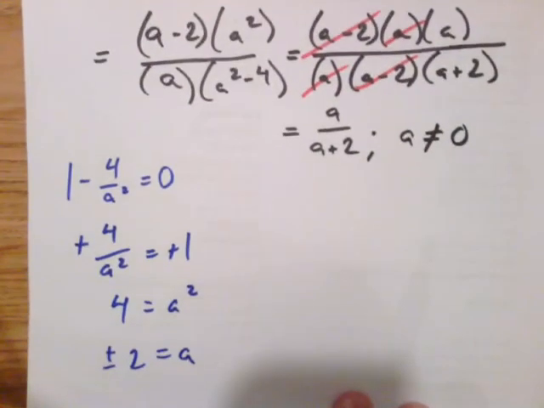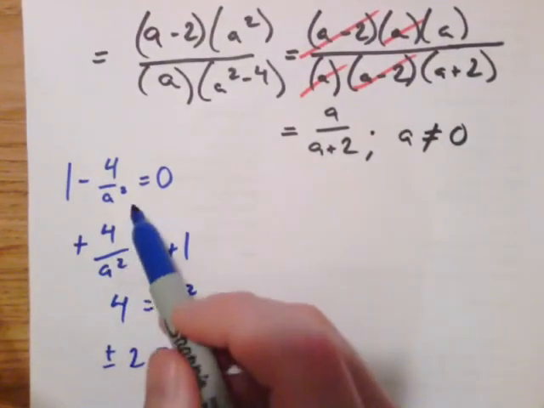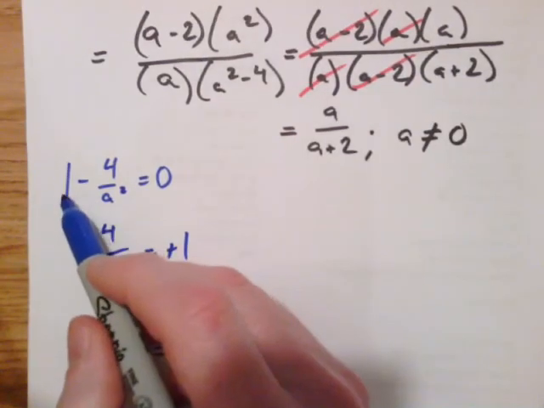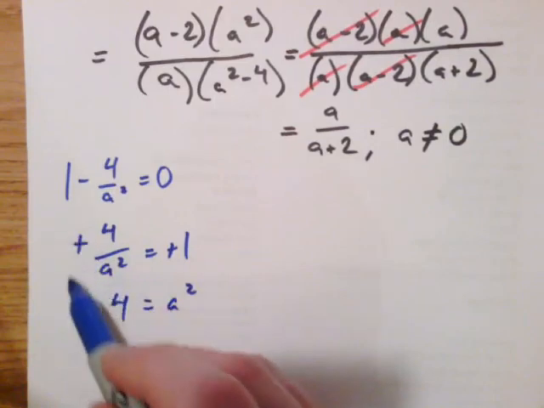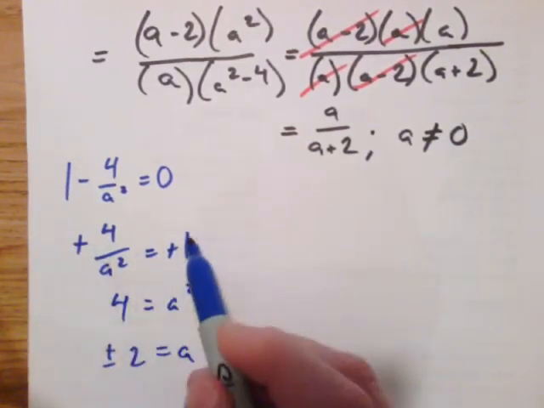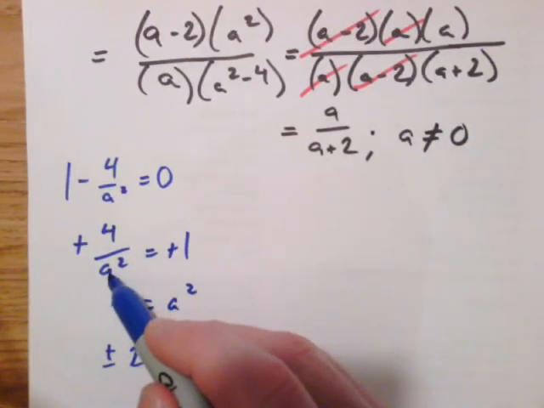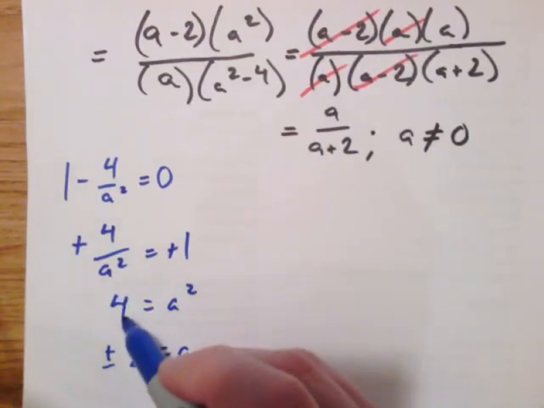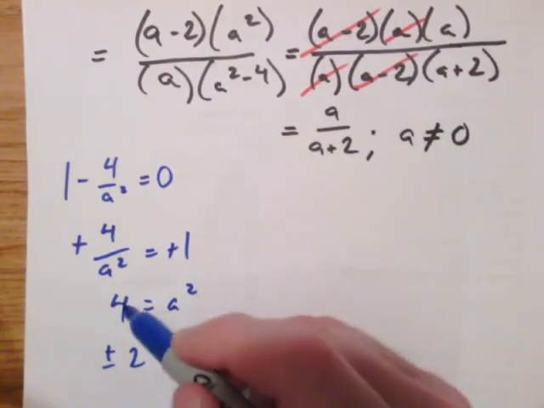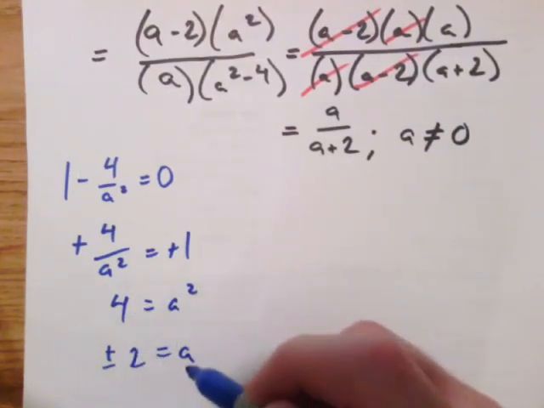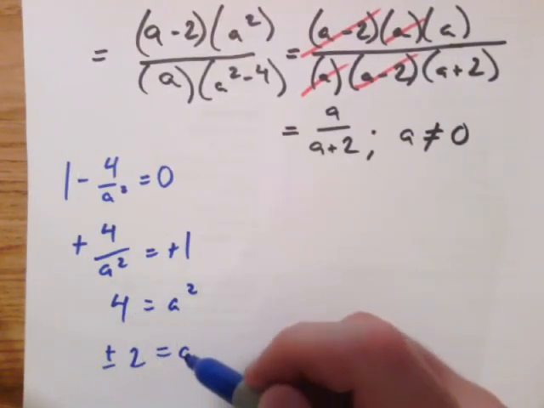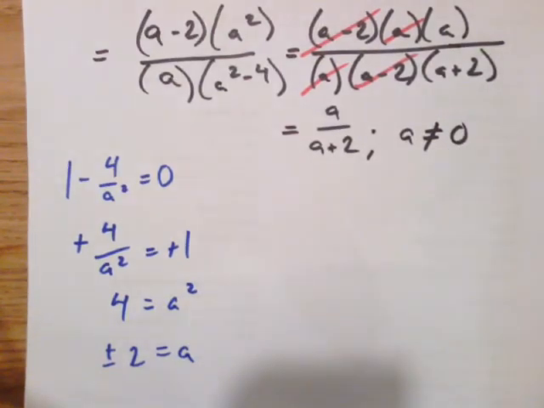Oops, sorry, friends. I don't know what you missed there visually. Subtract 1 from both sides. So this was negative 1. This was negative 4 over A squared. Make them both positive. Multiply or divide both sides by negative 1. Multiply both sides by A squared to get it out from under the fraction. A squared times 1 is A squared. So we have 4 equals A squared. Take the root of both sides. Plus or minus 2 equals A. Which means A cannot equal 0.